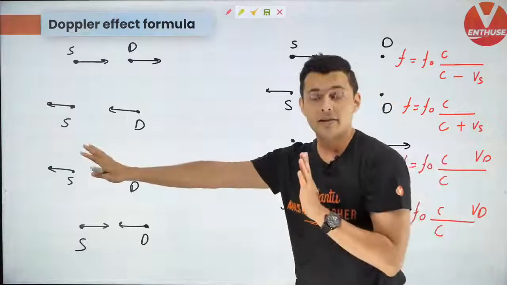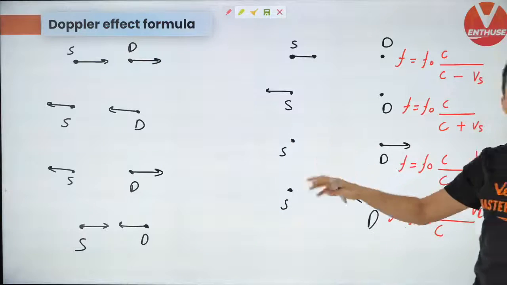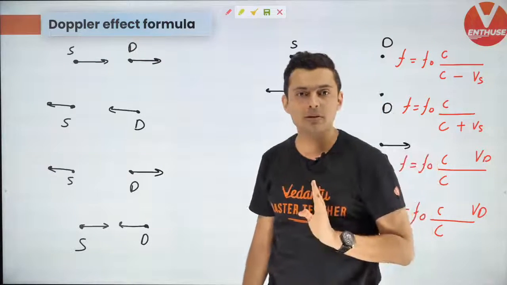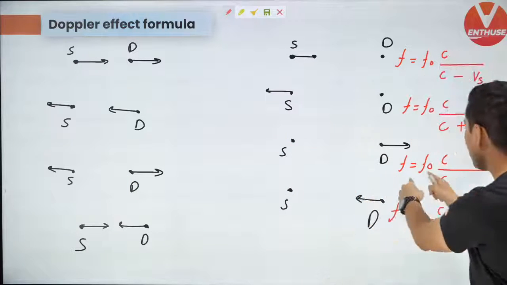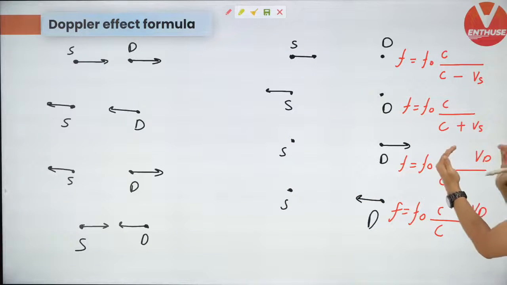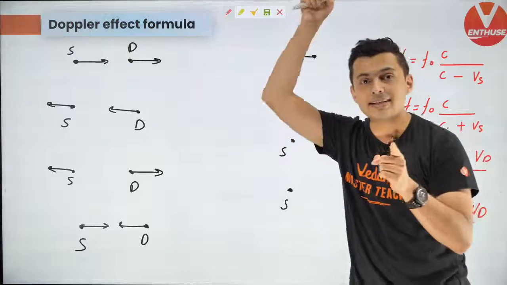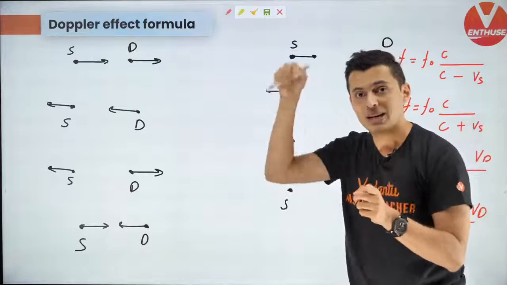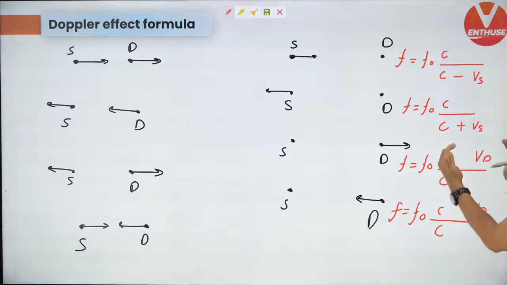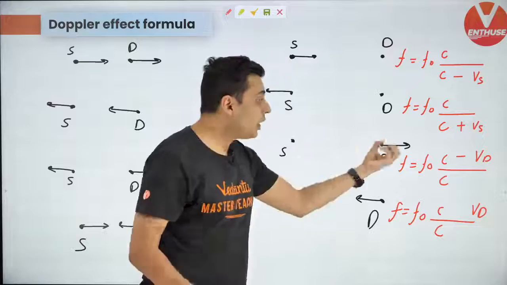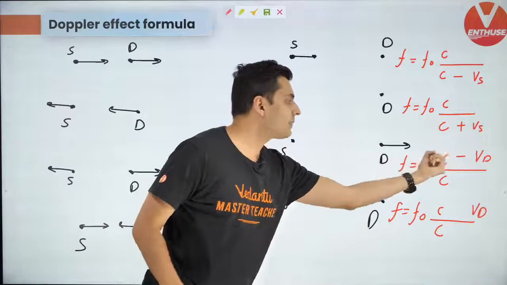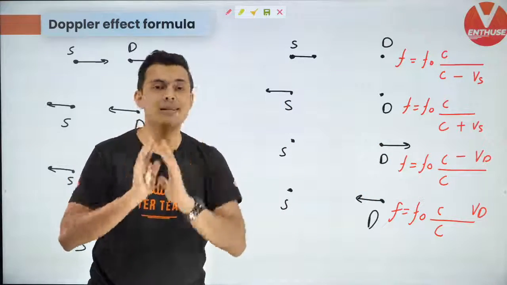Similarly, look at this. Source is at rest. You only are moving away. Still the frequency will reduce. Won't the frequency reduce? So think about it. Shouldn't this fraction be less than 1? Numerator should be less. So it is minus. Alright, so the numerator will decrease. Try to adjust it accordingly.